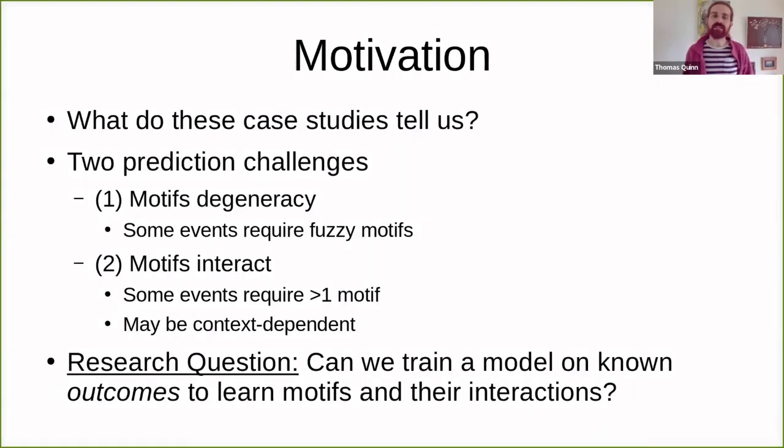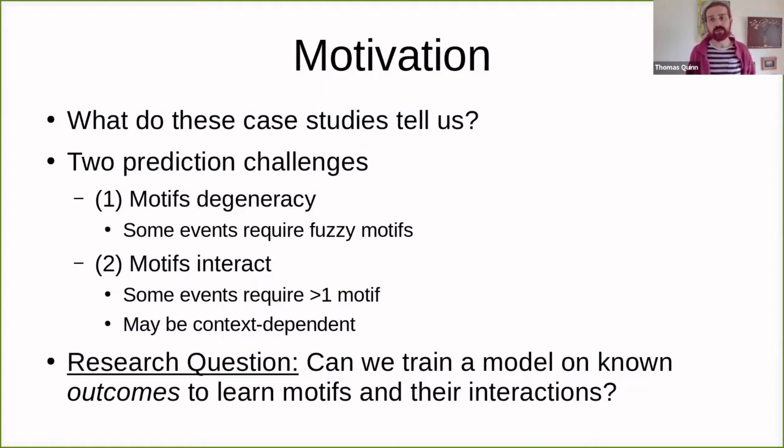So what do these case studies tell us? Well, they reveal two aspects of RNA binding proteins and motifs that make prediction quite difficult. The first, which we didn't touch on so much, is motif degeneracy, which is that some genomic events make use of fuzzy motifs. So while GGAGG is the prototypical Shine-Dalgarno sequence, there are a number of variants of that sequence which can lead to the same result. So it's not so clear-cut.